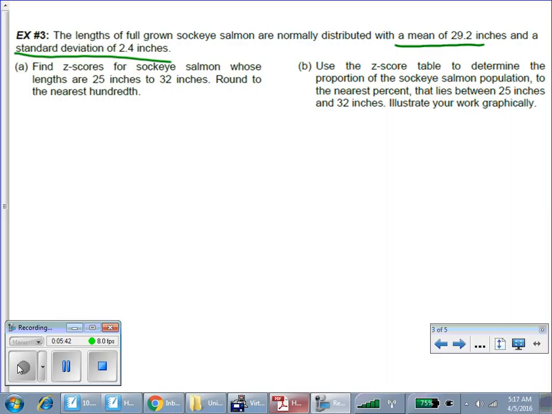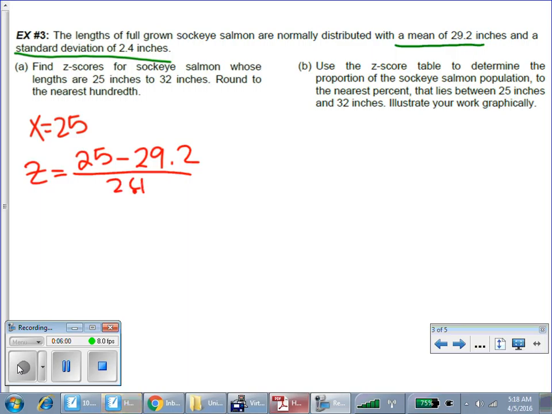Okay, so in this problem, I'm just finding two z-scores. I'm finding the z-score when x is 25, and then the z-score when x is 32. Okay, so let's start with when x is 25. So I take my 25, I subtract the mean, I divide by the standard deviation. So my z-score is negative 1.75. Now I'm going to find the z-score when my x value is 32.